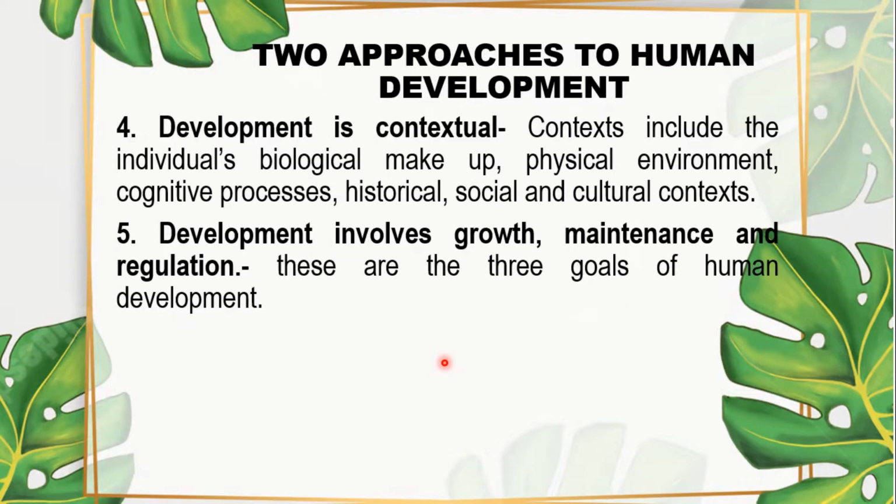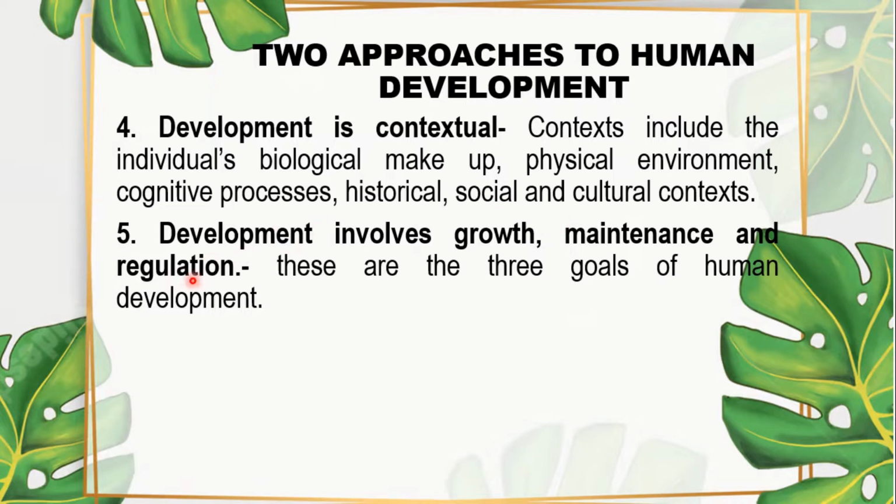Number four is that development is contextual. So individuals are changing beings in a changing world. Individuals respond to and act on context. This context includes the individual's biological makeup, physical environment, cognitive processes, and historical, social, and cultural context. So in the case of Nashel and Ken, biological makeup, social and cultural context may vary and therefore make them develop differently from each other.